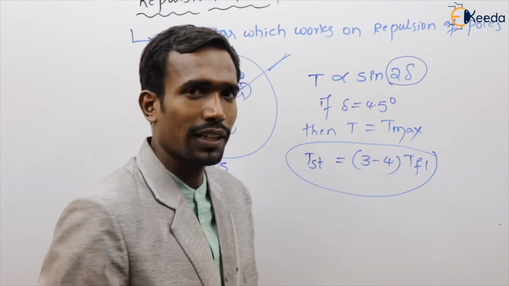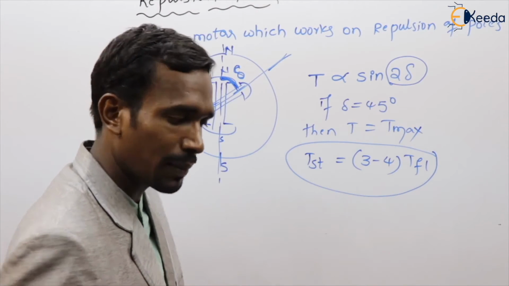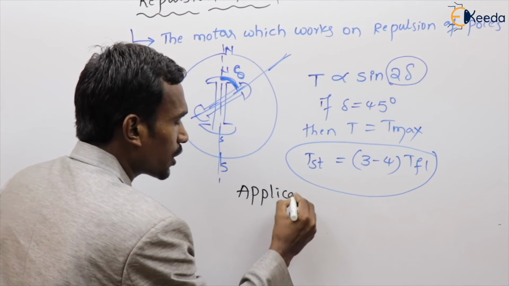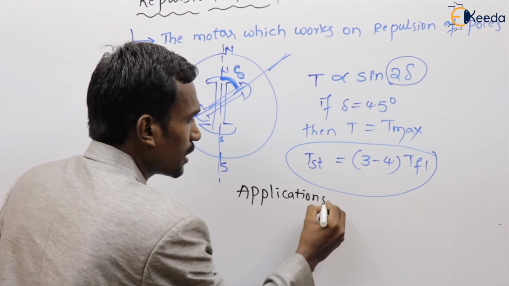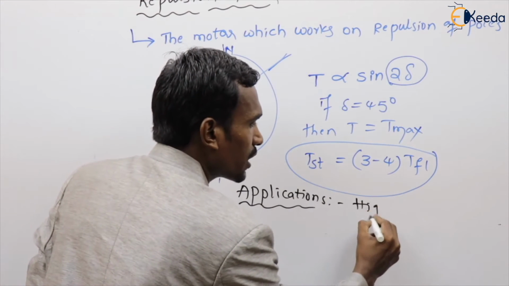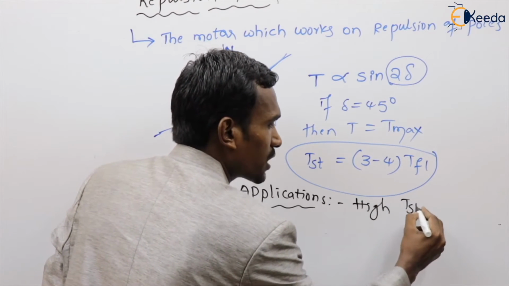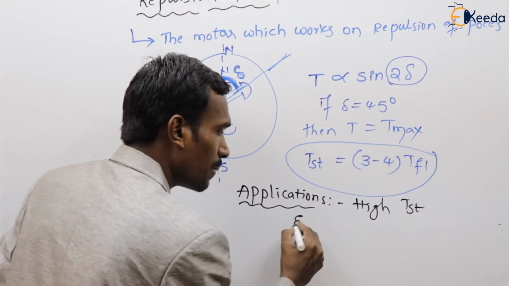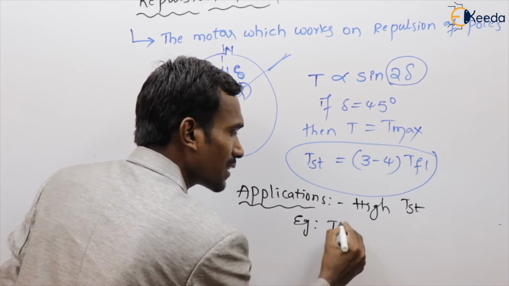Now, what are the applications of this machine? The applications of the repulsion machine are high starting torque applications. Can you tell me examples? Examples again: traction.